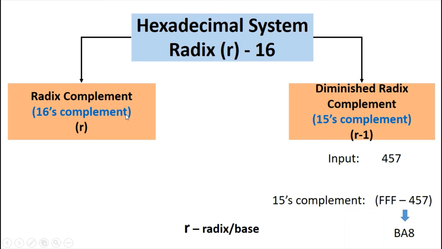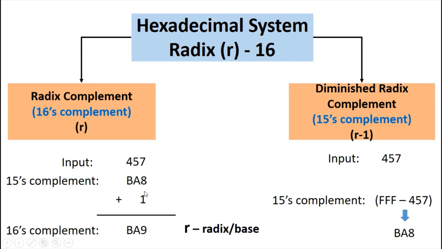Similarly, if you want to find the radix complement of input number 457, first of all we calculate the 15th complement, that is BA8, which we have already obtained. We add 1, so we get BA9, which is the 16th complement, or we can say the radix complement of input number 457.